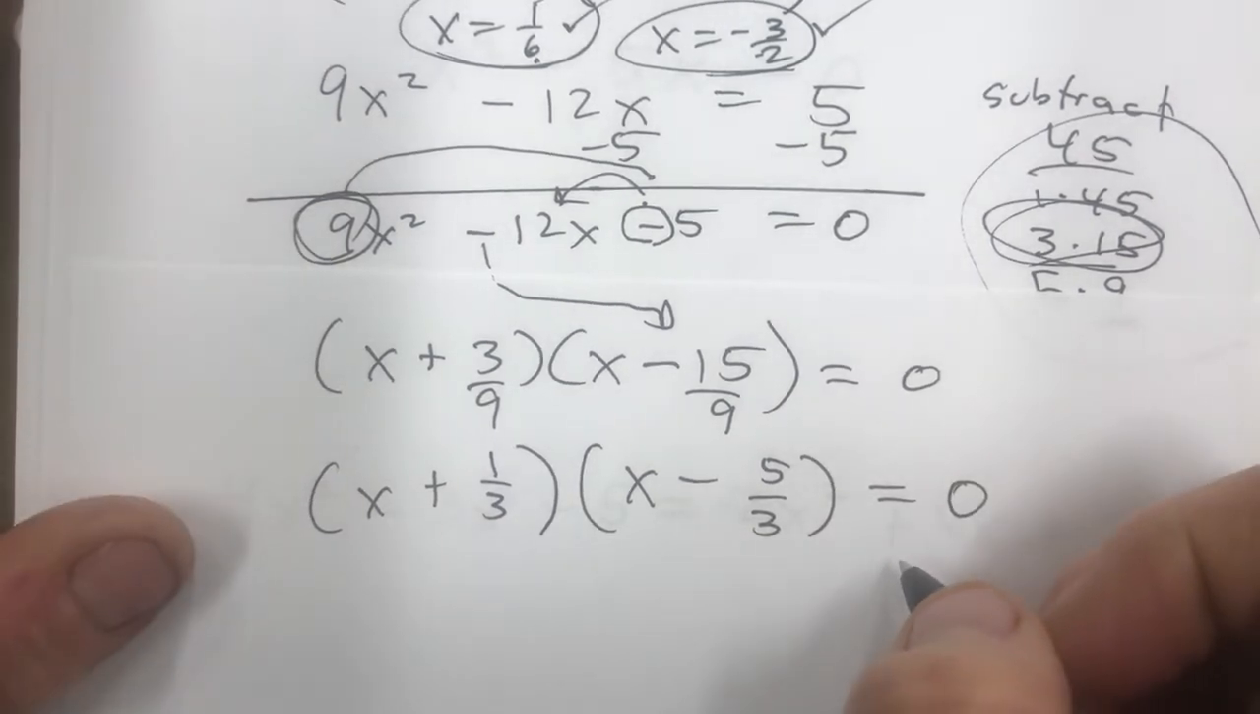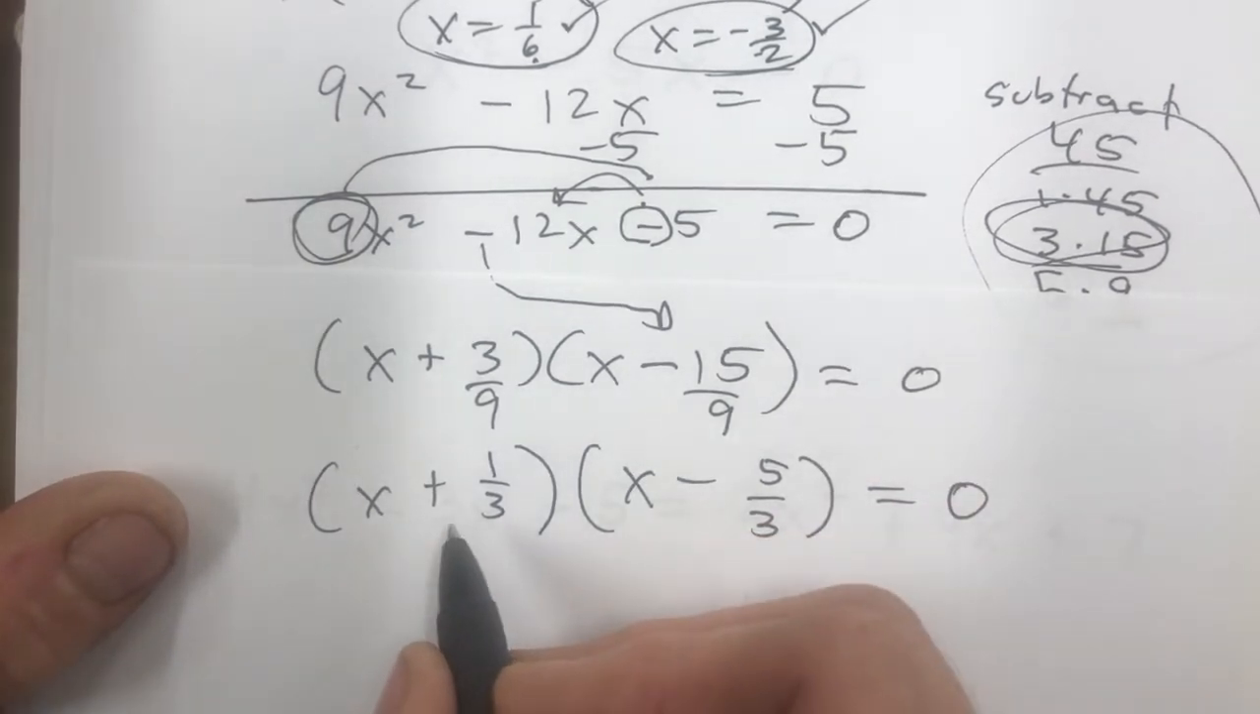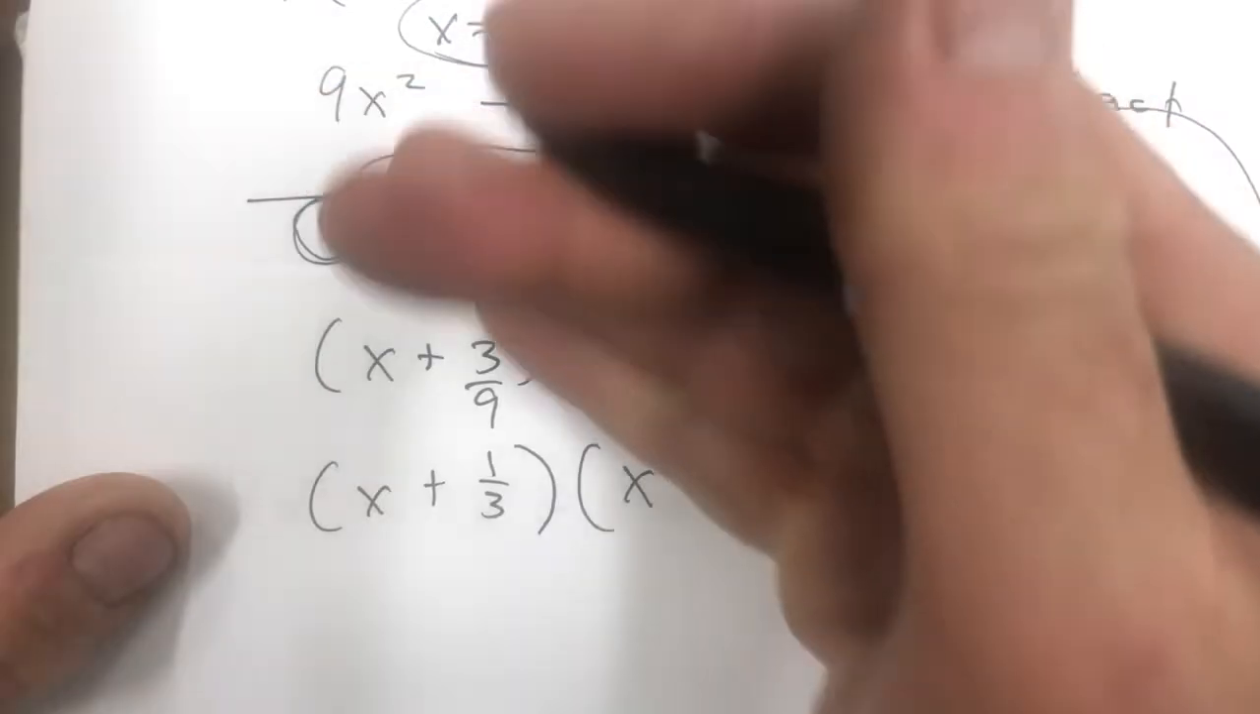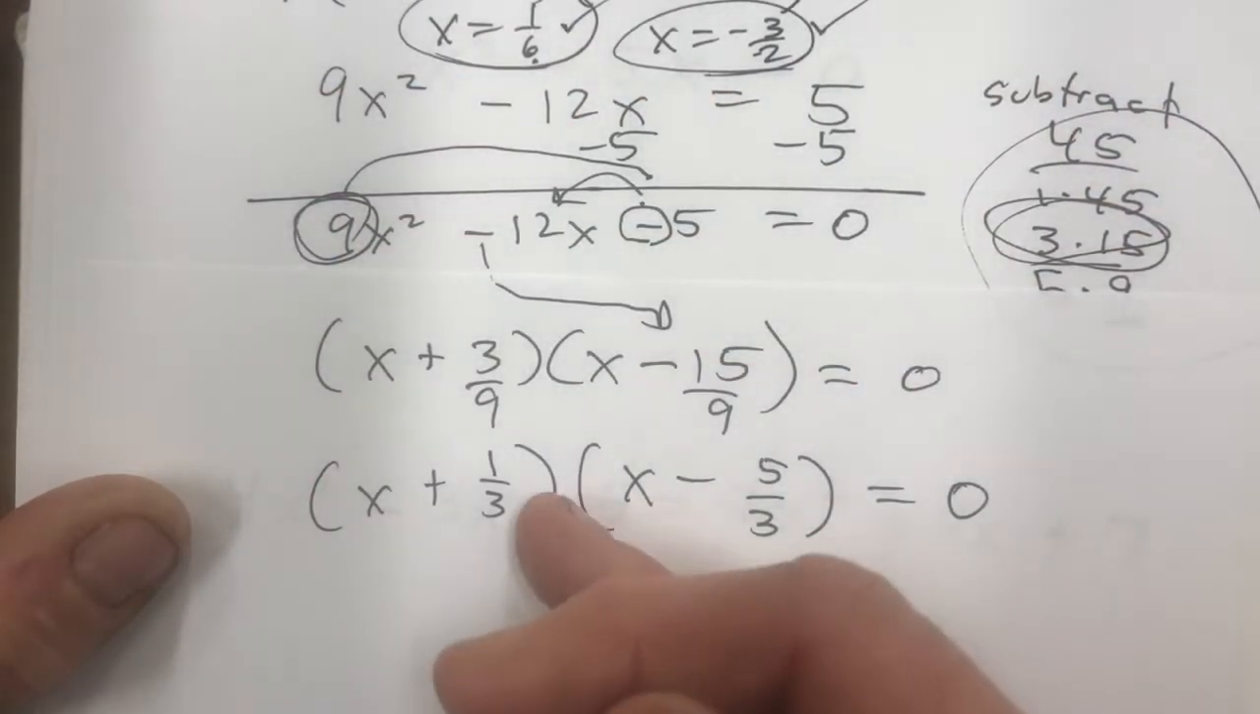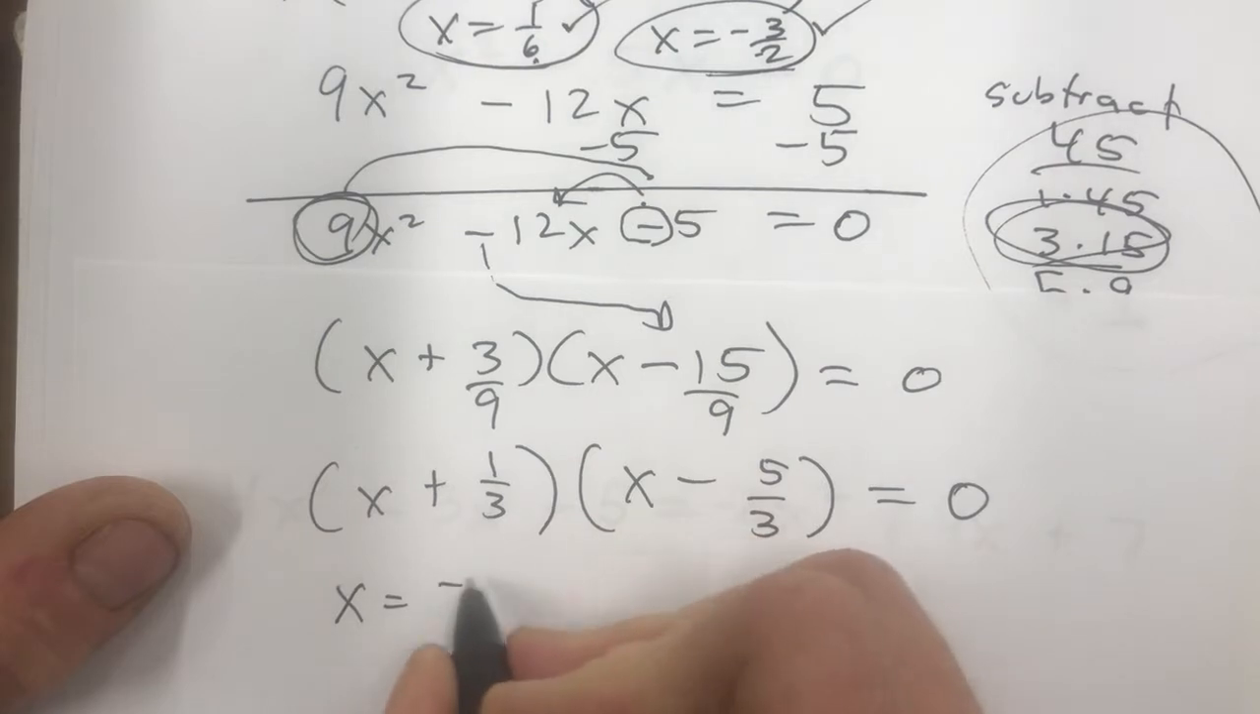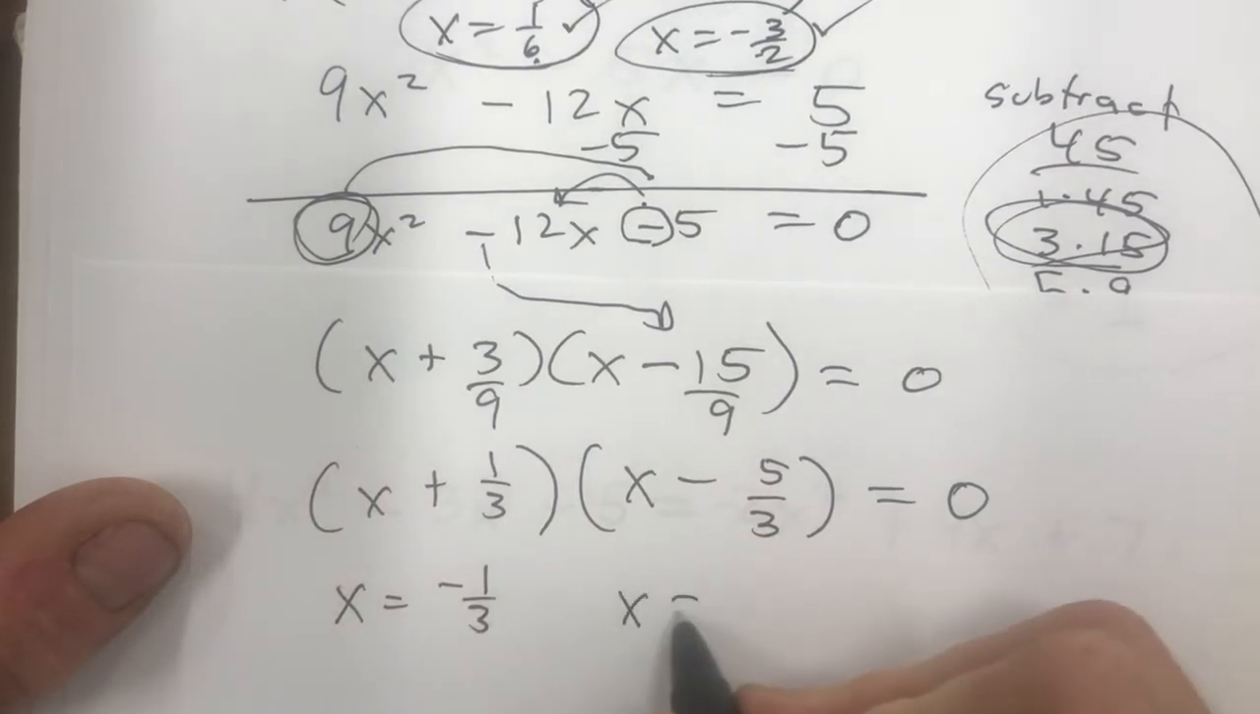Okay? And then you can just tell your answer there. You don't have to completely factor it out now. You can just say right here, x equals -1/3. And right there, x equals +5/3.